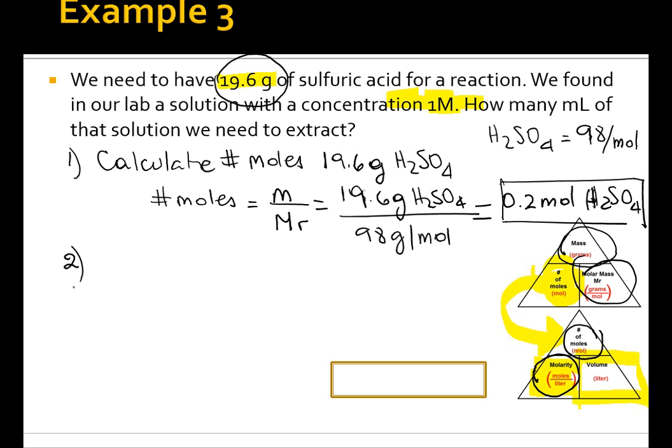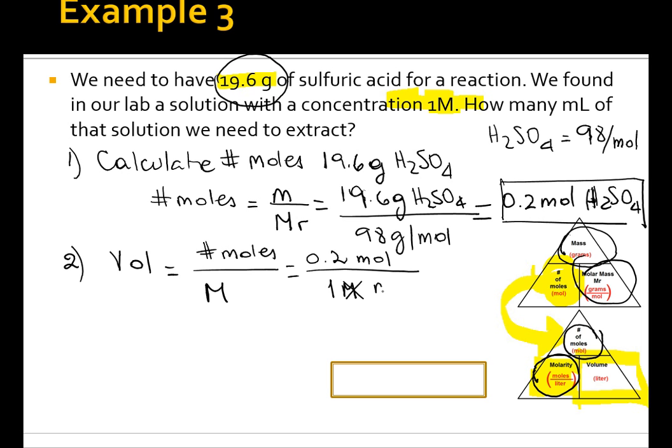So in the second step, we're going to calculate the volume, and if you see, the volume is the number of moles divided by the molarity. In this case, the number of moles is 0.2, which is calculated in the first step, divided by the molarity. 1 molar means 1 mole per decimeter cubed. Okay, so we are going to obtain the volume in liters or decimeters cubed, which is going to be 0.2.